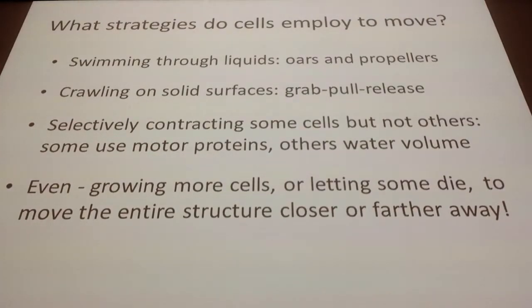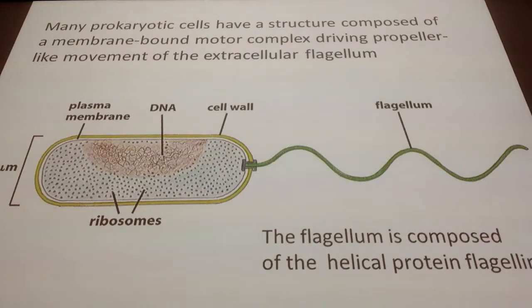So I'm going to expand on all of this. Prokaryotic cells, for instance, have flagella. Prokaryotic cells don't have cilia. They have flagella, but the flagellum is made up on the inside of proteins called flagellin. And how they move is they rotate. They rotate like this.